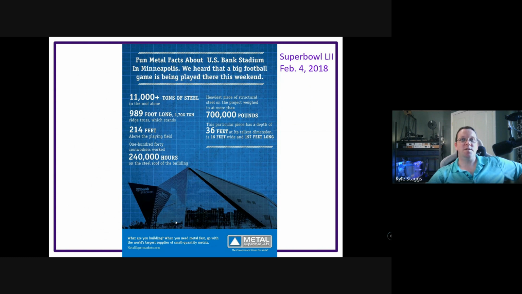So it's one of the heaviest pieces of structural steel, and it's more than 700,000 pounds. And it has a depth of 36 feet at its tallest point, and 16 feet wide and 197 feet long. So just a very interesting tidbit from the metal supermarkets, because I think they want you to buy a lot more steel to do all sorts of things. So a lot of really interesting things come out of that.